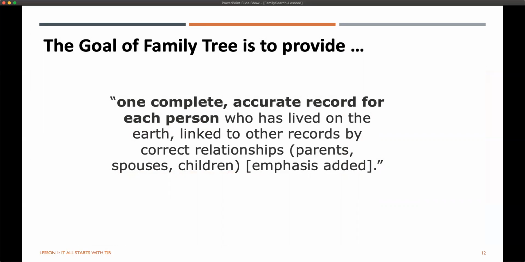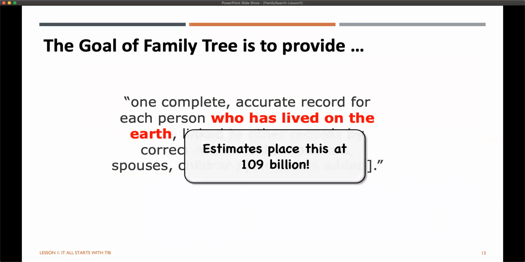Okay. So let's pull this apart. First of all, let's look at this. Who has lived on the earth? Now, people who estimate stuff like this, mathematicians and scientists, really smart people that like to make estimates around big numbers, place that there are about 109 billion people, give or take a little bit, who have lived in the lifespan of the earth.